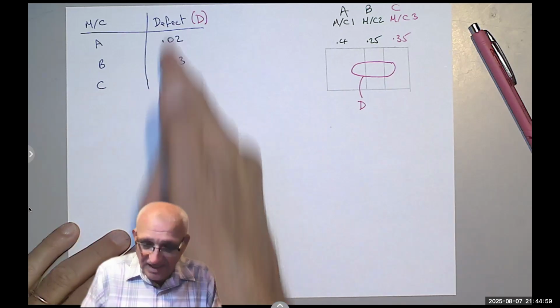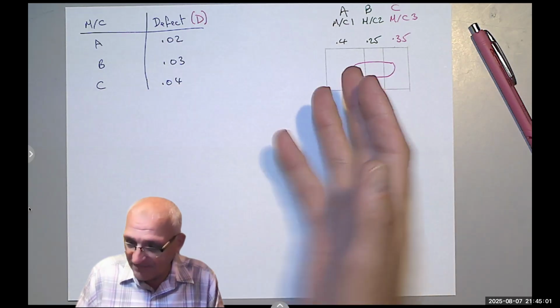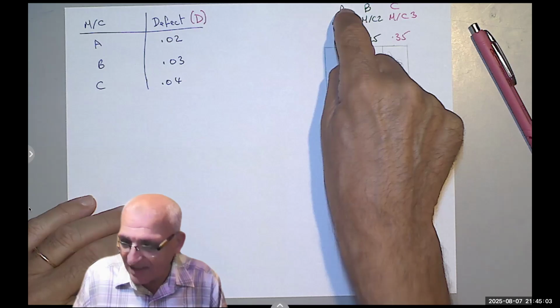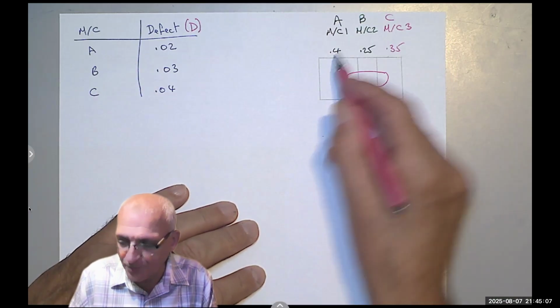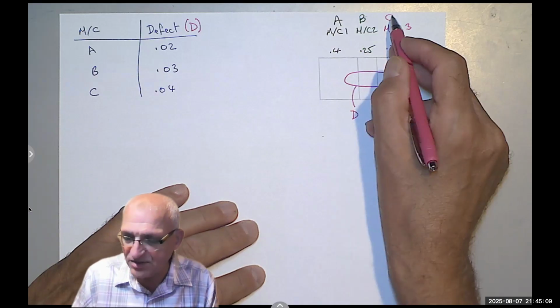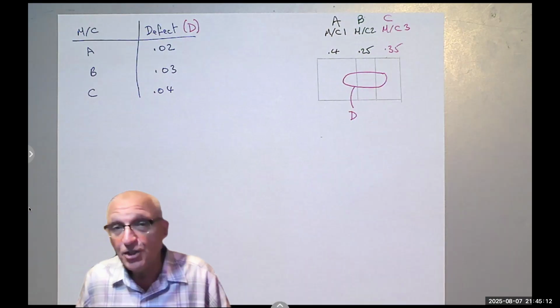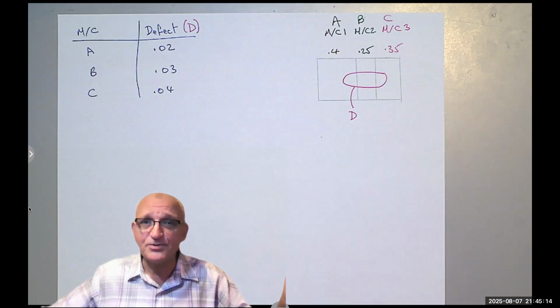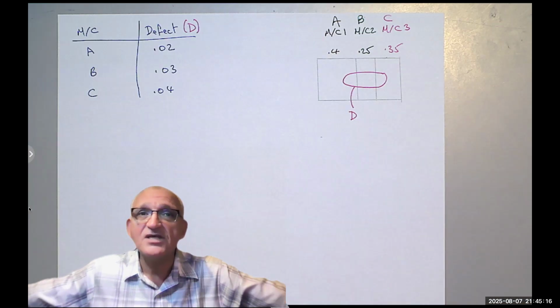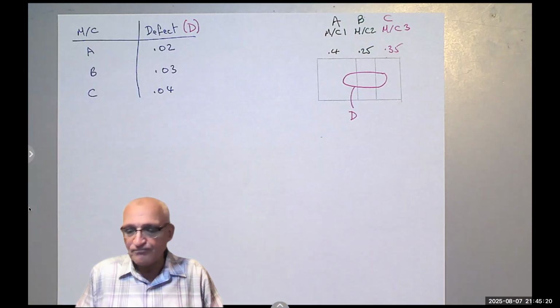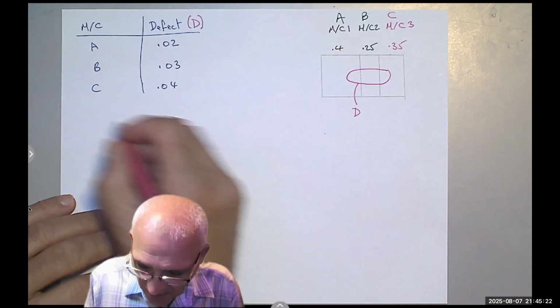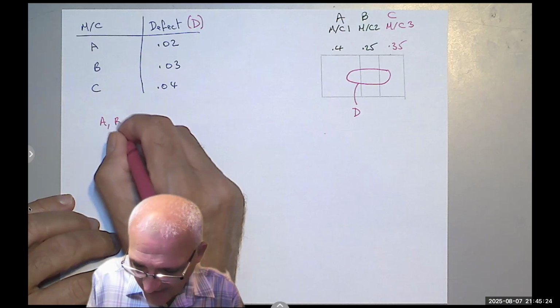I know these three. If I call this machine A, so for example, if I say the probability of A is 0.4, the probability of B is 0.25, the probability of C is 0.35. Notice that when we add them, you get 100%, because your production comes definitely from one of these three machines. By the way, we call A, B, and C.